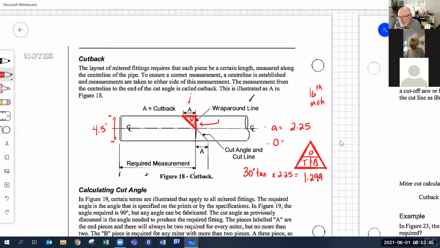And now I can make this a fraction. This is 1 inch, and I have the 0.299, and I want it to 16ths, so I multiply that by 16. That's going to come out to 4.78. So I round up to 5/16. There's my answer for A. My cutback is 1 5/16.